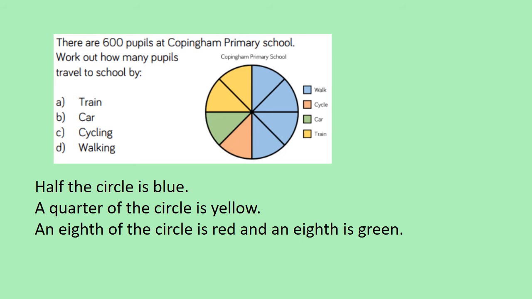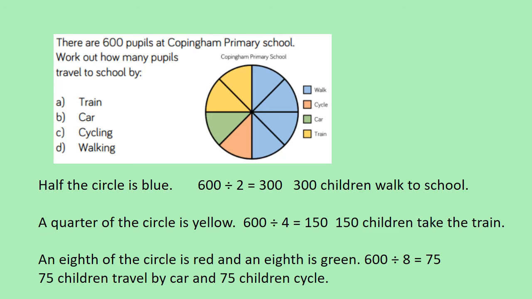I expect you've noticed that half the circle is blue, a quarter of the circle is yellow, and half of a quarter or 1/8 of the circle is red and 1/8 is green. Knowing these fractions can help us work out the amount of children who travel by the different methods. If half the circle is blue and the whole circle represents 600 children, then the blue part of the circle must represent 600 divided by 2, which is 300 children. So 300 of the children walk to school.